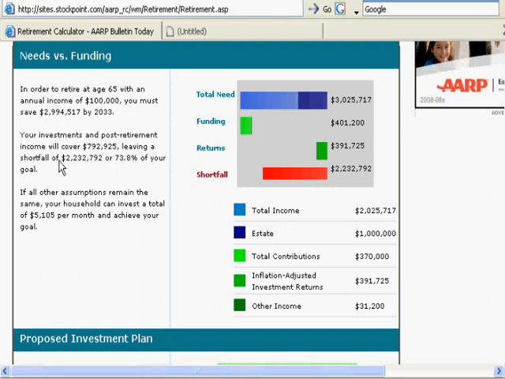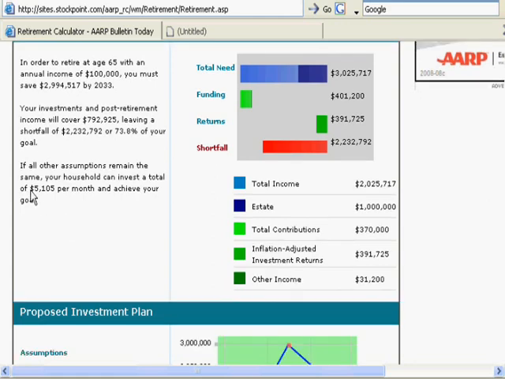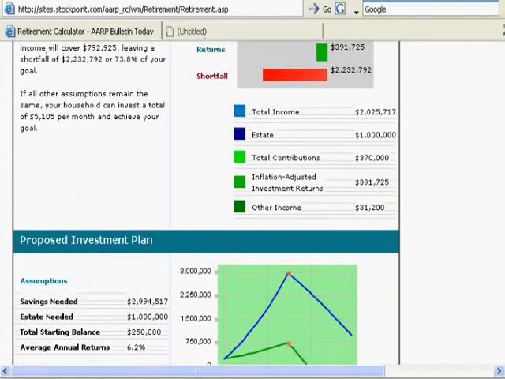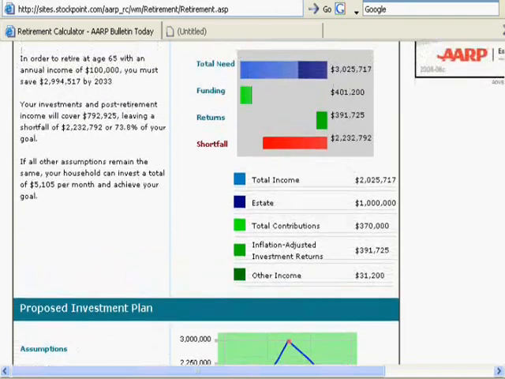So if all other assumptions remain the same, your household can invest a total of $5,105 per month and achieve your goal. You plug in your own numbers, and it will tell you what you need. It doesn't have to be 100,000. It could be 50,000. Whatever it is that you want to be able to make.